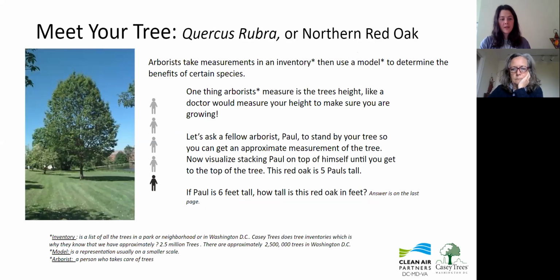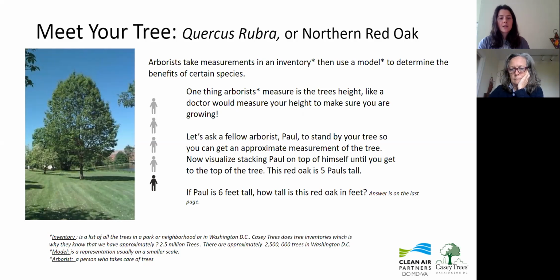We'll take some measurements like arborists do. There are a set of measurements arborists, or someone who studies trees, take, and then they put that in an inventory and use a model to determine benefits of certain species. An inventory would be a counting of a number of trees in a given area. You measure these trees to determine a model or to make a map, for example.